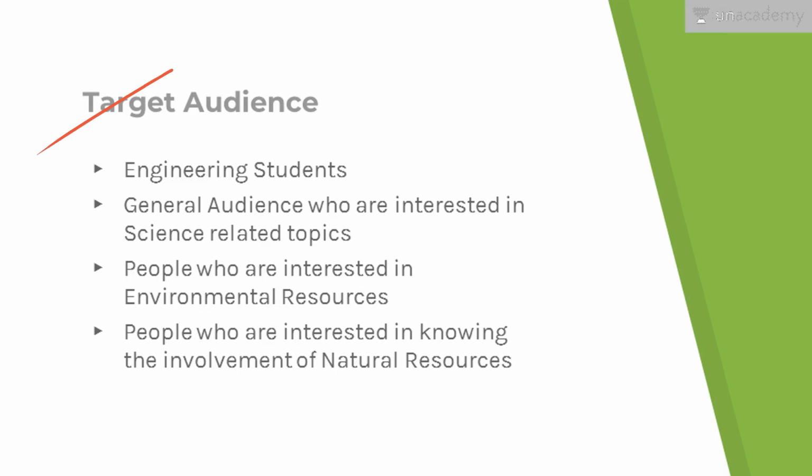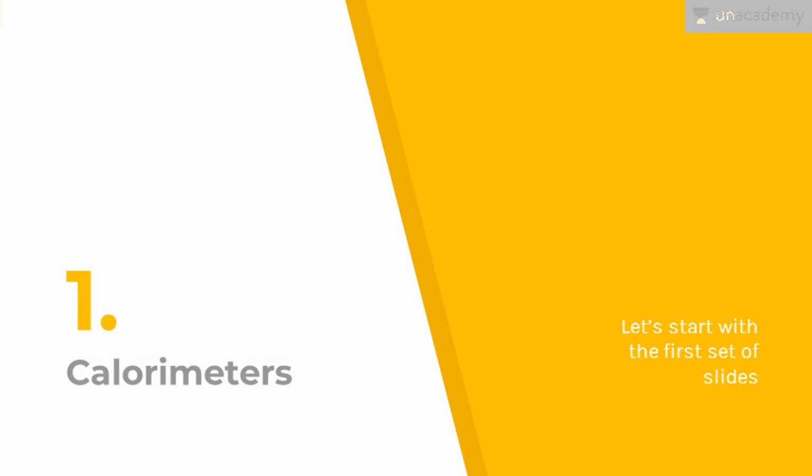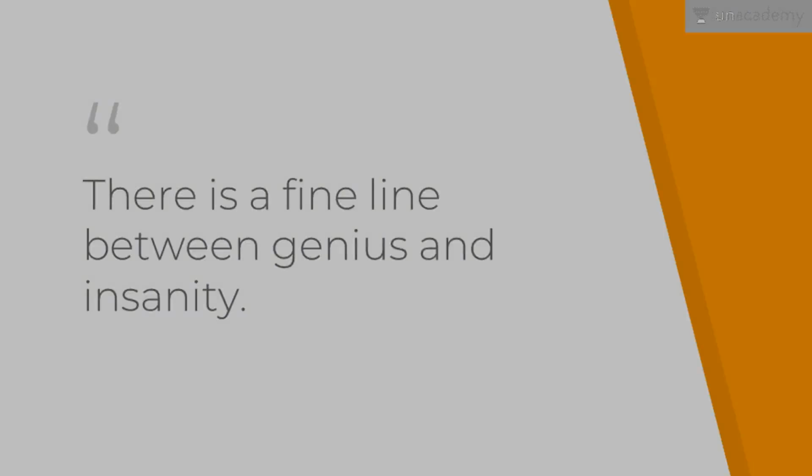The target audience for this slide will be engineering students, general audience who are interested in science related topics, people who are interested in environmental resources, and people who are interested in knowing the involvement of natural resources. The learning outcomes of this slide will be that I'll be teaching basically the calorimeter, the types of calorimeter, the Lewis-Thompson calorimeter, the bomb calorimeter, and the Junkers gas calorimeter. So, calorimeters, let's start with the first set of slides.